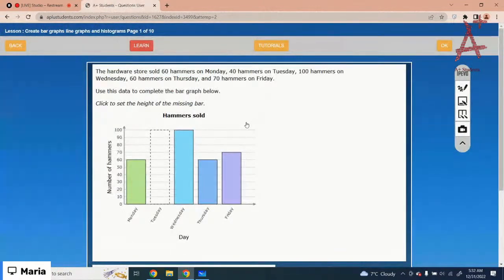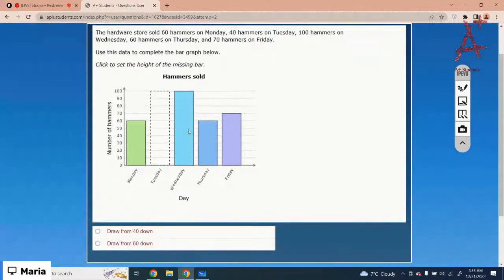Okay, the hardware store sold 60 hammers on Monday, 40 hammers on Tuesday, 100 hammers on Wednesday, 60 hammers on Thursday, and 70 hammers on Friday. Use the data to complete the bar graph. Click to set the height of the missing bar. So which is missing? The Tuesday one is missing.